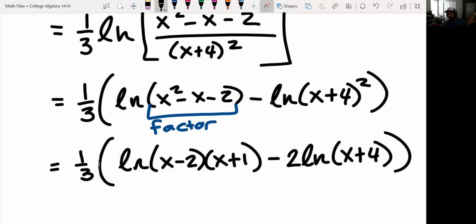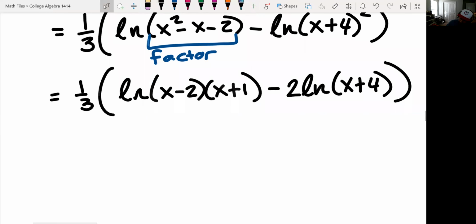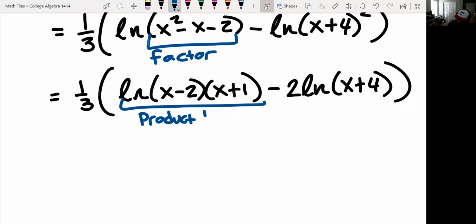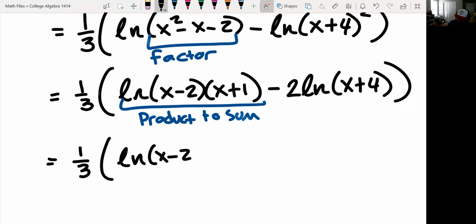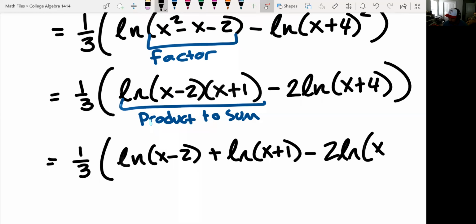All right, now we just have one more expansion because we factored this. So now this is going to use product to sum. And I get 1/3 times the natural log of x minus 2 plus the natural log of x plus 1 minus 2 times the natural log of x plus 4.